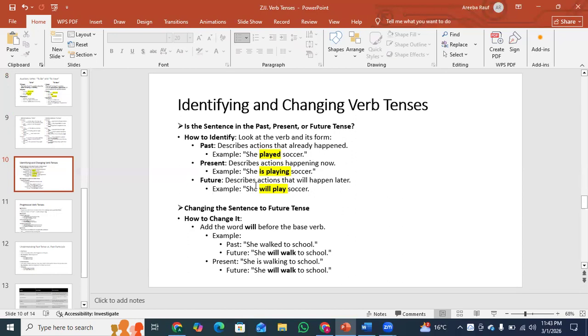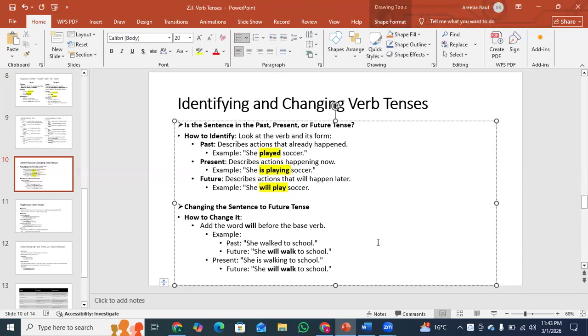Change the sentences to future tense. How to change it? Add the verb "will" before the base verb. For example, "She walked to school." But when we have to change this sentence into future, we simply add "will" before the base verb and remove "ed" from it. Like we use the first form of the verb. "She will walk to school." Present: She is walking to school. She will walk to school in future.